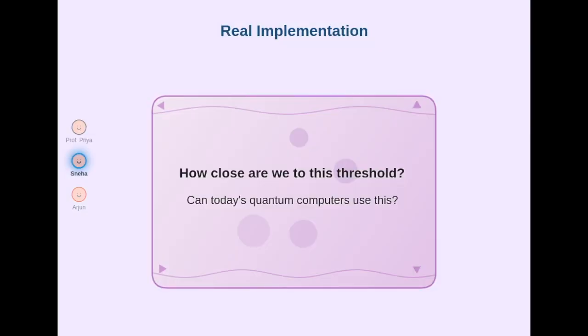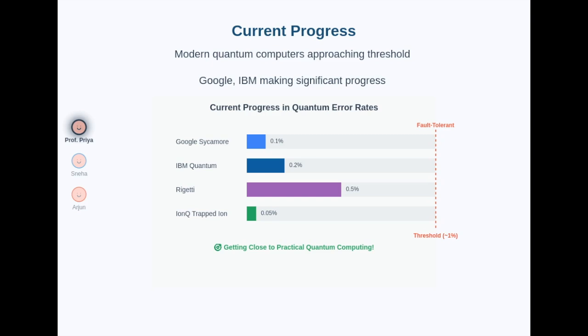That sounds promising. How close are current quantum computers to achieving this error threshold? Are we there yet? We're getting close. Companies like Google and IBM have demonstrated error rates approaching the threshold. Google's latest quantum processors show error rates around 0.1% for their best qubits. Very encouraging progress.